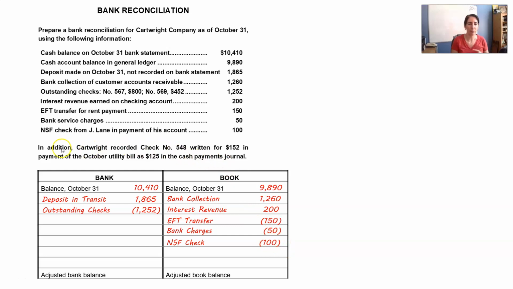Okay, last one. Cartwright, us, the business, recorded check number 548 for the payment of the October utility bill as $152 instead of $125. I made a mistake. I transposed two numbers. I switched them. So if that's the case, I need to fix myself by the difference here. Right, 152. I have a book error. I recorded it wrong. So I have to subtract the difference there, the $27, because it should have been $27 higher. I add and subtract on both sides, and there you go.